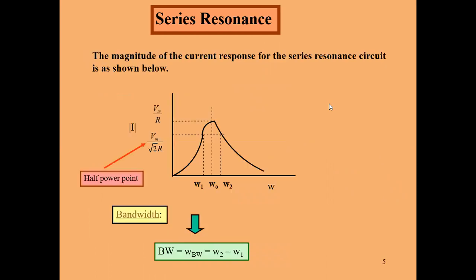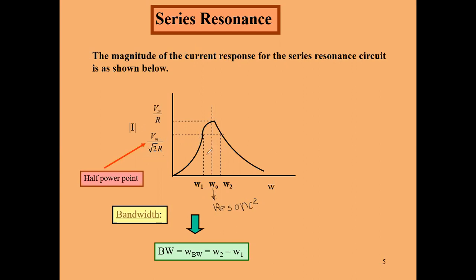This one is the formula, and the next one is the magnitude of the current response. In our circuit, the resonance occurs at this omega 0. As the resonance is obtained at this omega 0 point, the value of the current is maximum when the circuit is in resonance.